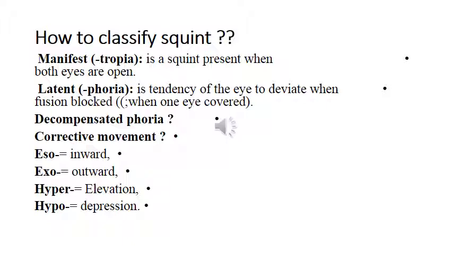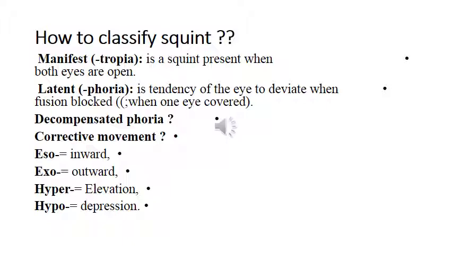Manifest sequent, which is a tropia, is a type of sequent that is present when both eyes are open and fixating. While latent sequent, phoria, appears when one eye is covered. So we disrupt fusion. When both eyes are open, there is fusion. When we disrupt fusion, we cover one eye, and latent sequent will manifest. Decompensated phoria is a type of phoria that becomes tropia. It's latent sequent that becomes manifest sequent.